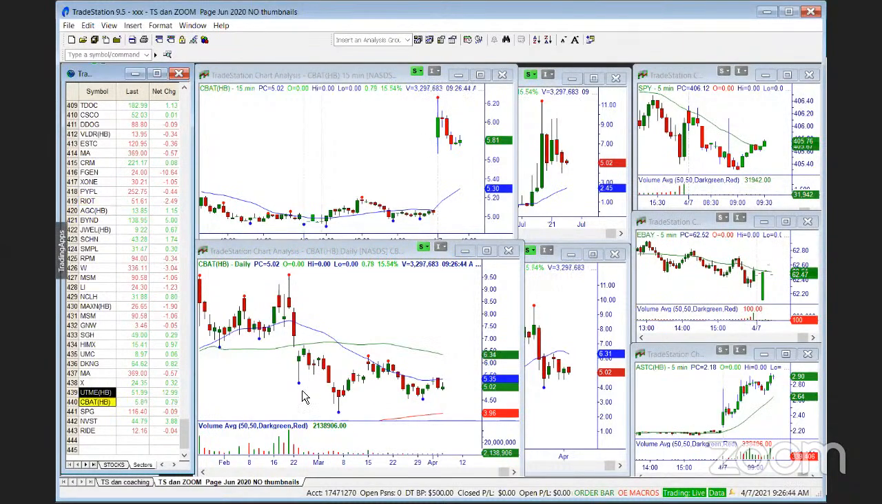This is a bottoming pattern. It's going sideways here at a prior low, and the 20 MA is flattening out. So this is a better one. And today it's gapping up. So maybe 30-minute high on this.